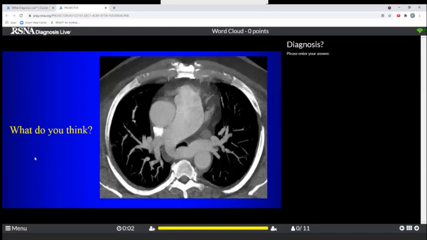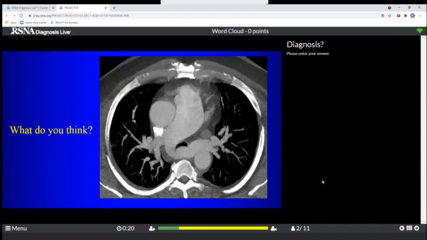Okay, so you do need to recognize this. So what's our diagnosis here? Should be able to say just from that one image, we think this is.